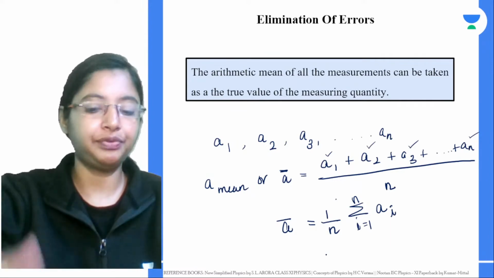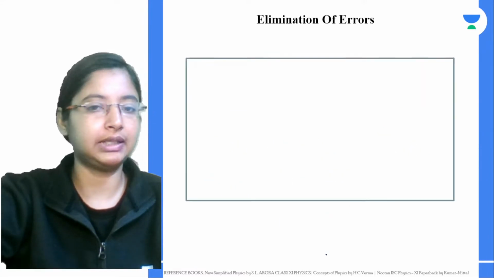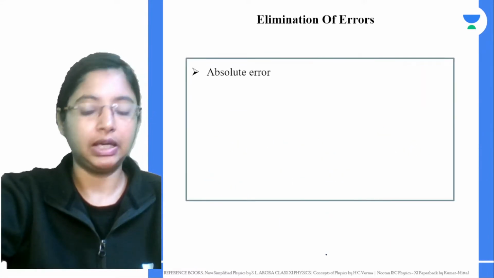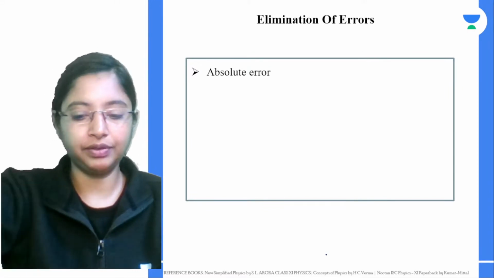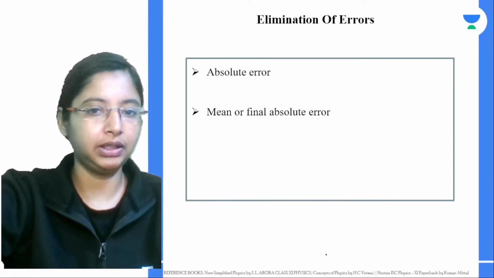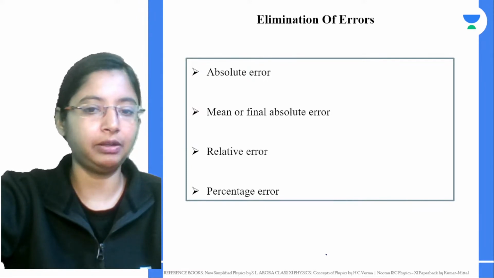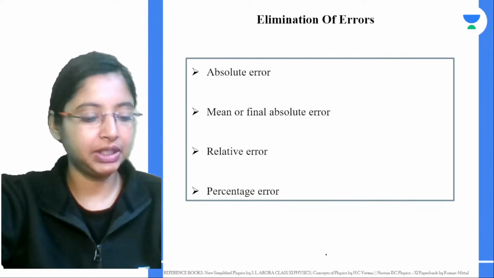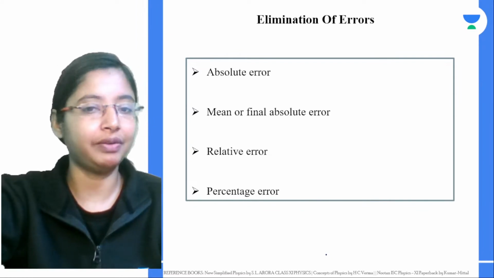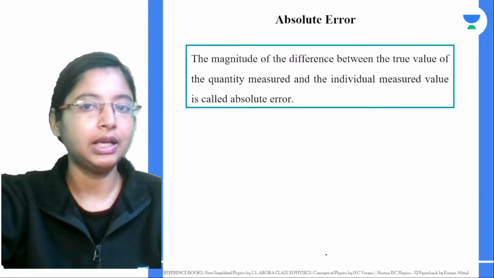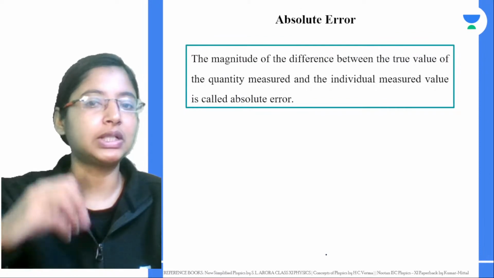Now from here, what are the different types of error analysis we can do? Let's check that. The first one is absolute error. Then we will see mean absolute error, then relative error and percentage error. Let's see each of these cases, and depending on the time we have, we will do an example question as well. First, we are seeing what an absolute error is.